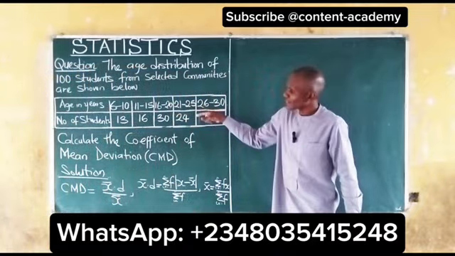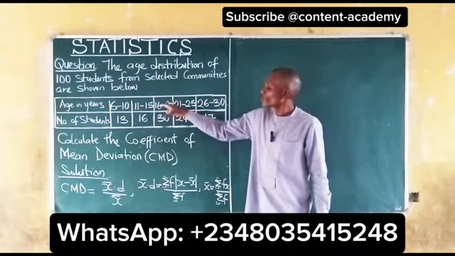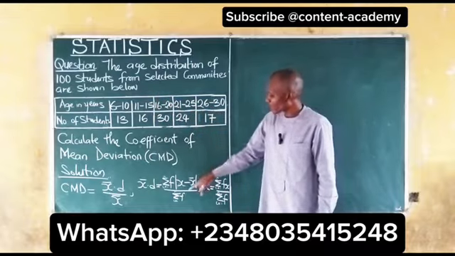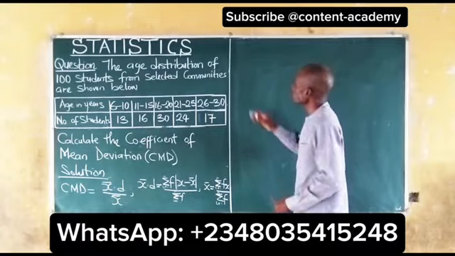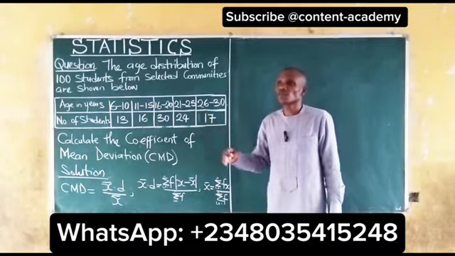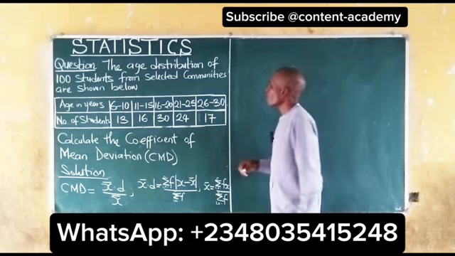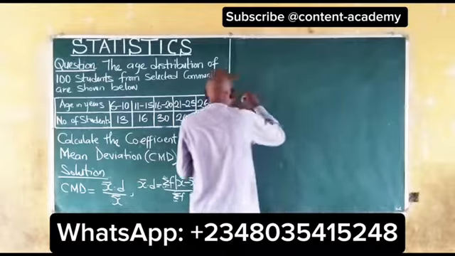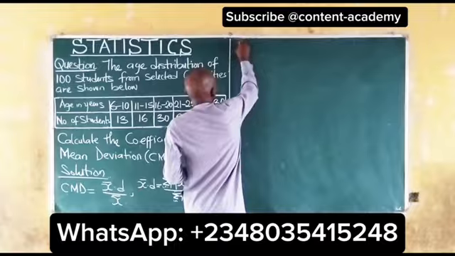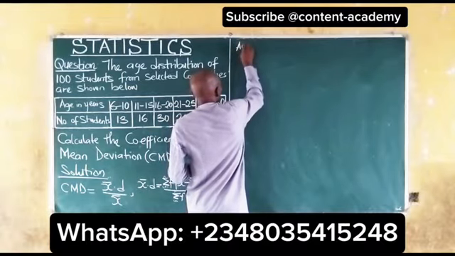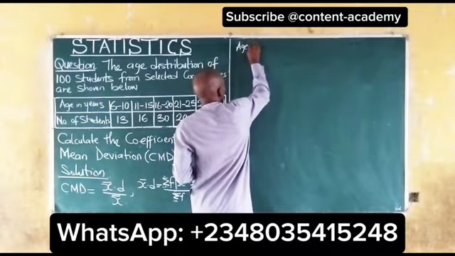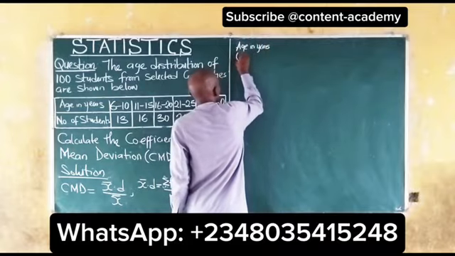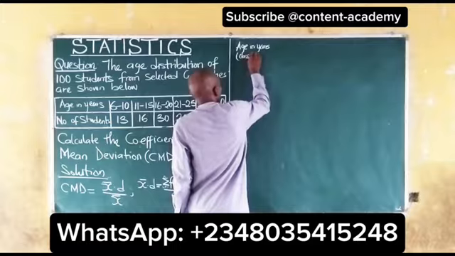Now, we are given the group data here. How do we form a table that will enable us to calculate this? The first thing to do when given this type of question is to form the table. So forming the table, we have first age, as given here. Age in years, which is our class interval.